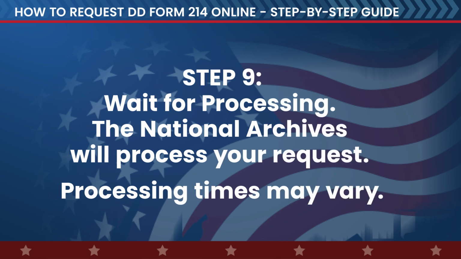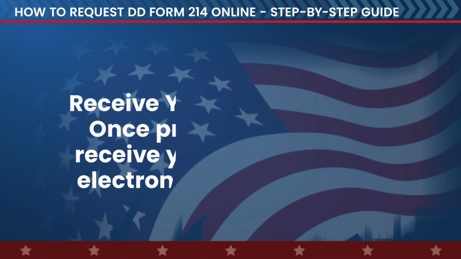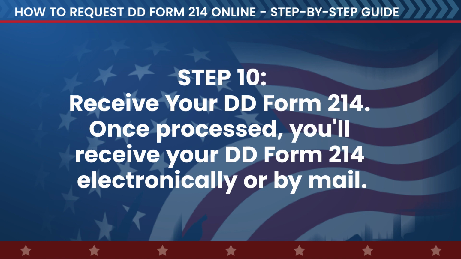Step 9. Wait for processing. The National Archives will process your request. Processing times may vary. Step 10. Receive your DD214. Once processed, you'll receive your DD214 electronically or by mail.